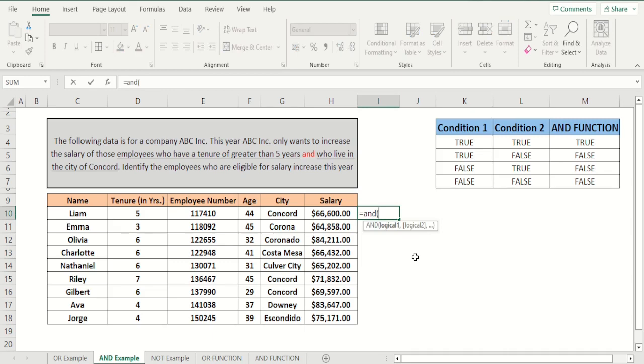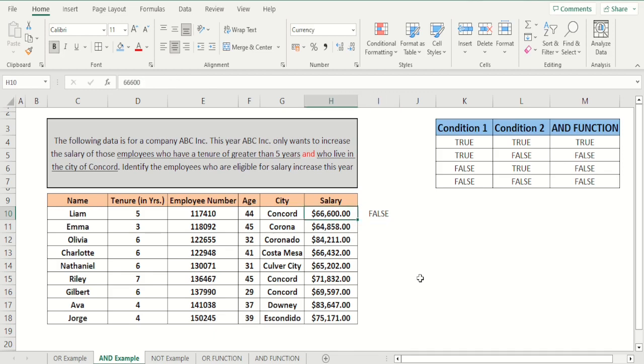So let's see how this is applied in practice. We start off with the AND operator. What is the first condition? The tenure is greater than 5 years. And the second condition is the employee lives in the city of Concord. All right. So the answer to the first row is false. It is obvious one of the conditions is not being met here. The tenure is not greater than 5 years, so the result is false.